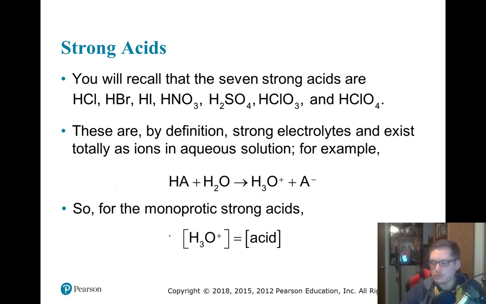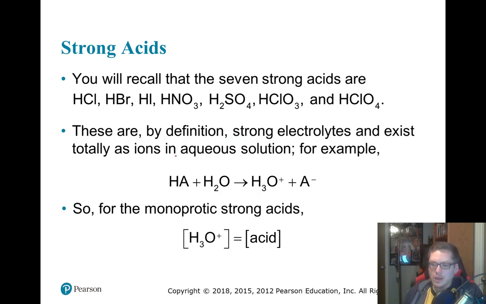You should remember this from back when we talked about aqueous reactions. Here are our 7 strong acids. You should have these memorized. A couple videos ago I showed you the way to memorize them. So those are your 7 strong acids: HCl, HBr, HI, nitric acid, sulfuric acid, and the two, perchloric acid and chloric acid here. And these are strong electrolytes by definition.